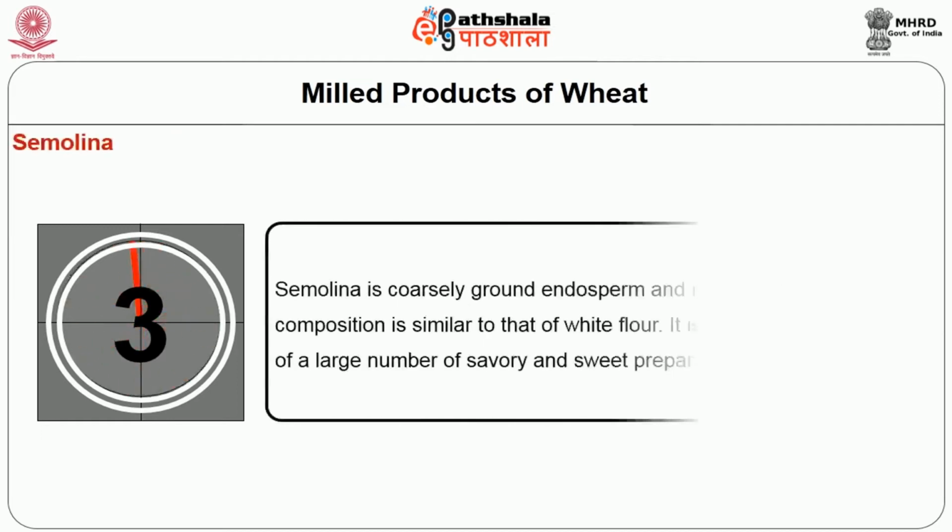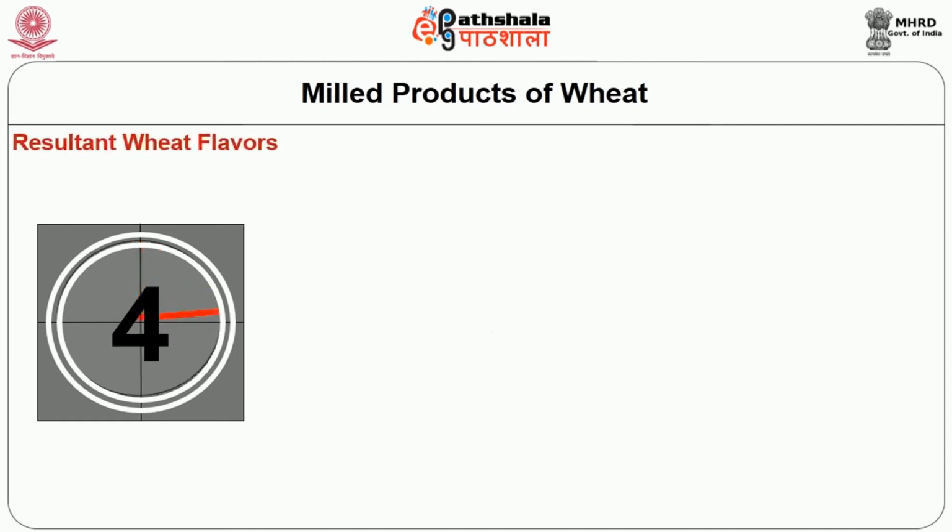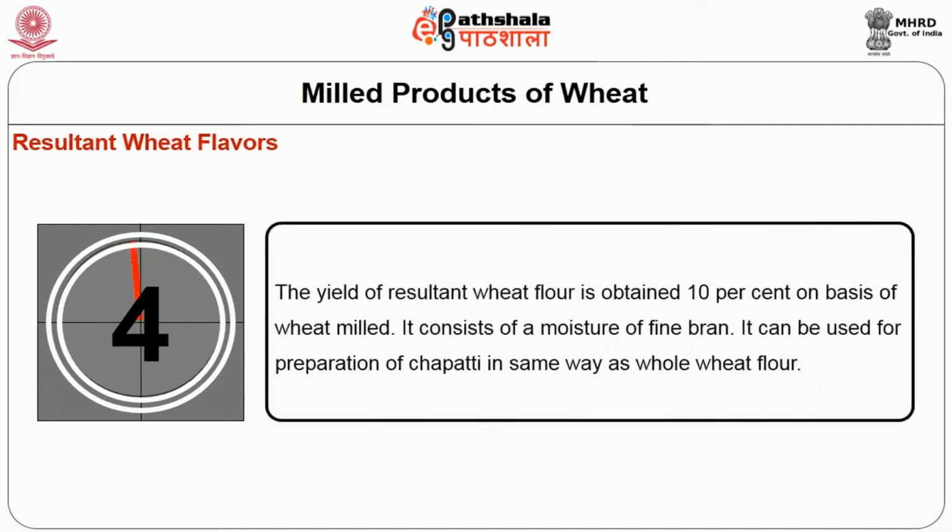The next one is semolina. Semolina is a coarsely ground endosperm, and its chemical composition is similar to that of wheat flour. It is used in the preparation of a large number of savory items and for sweet preparations also. The next one is resultant wheat flour. The yield of resultant wheat flour is 10% on the basis of wheat milled. Actually, it contains moisture and fine bran. It can be used for the preparation of chapatis in the same way as whole wheat flour.